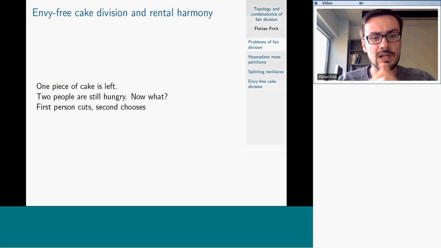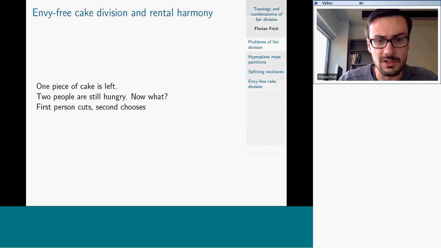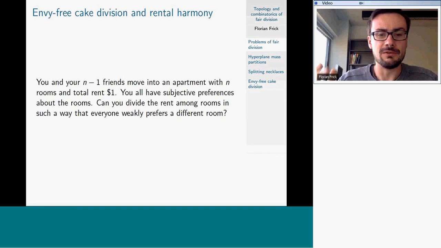Can you generalize this to N people? If you have N people with their subjective preferences about a cake, N minus one cuts of the cake, and the cake today will always be a unit interval, N minus one cuts suffice to get an envy-free partition of the cake. So dividing cake is dividing desirables, things they want to have.